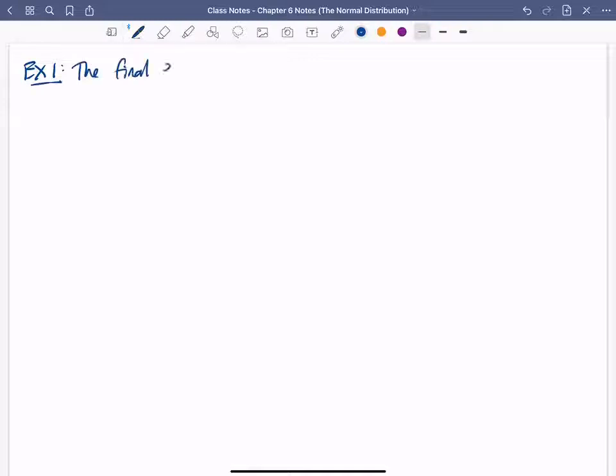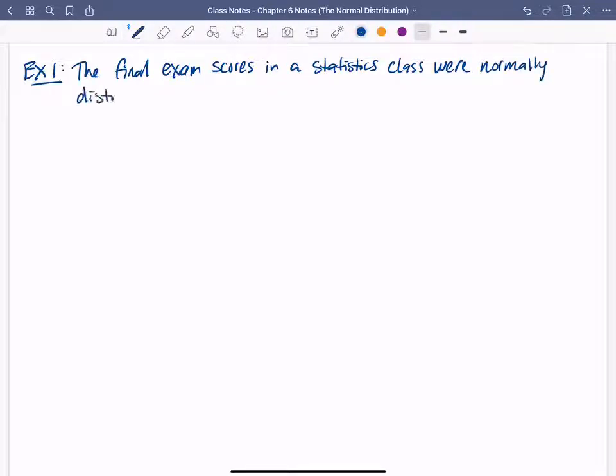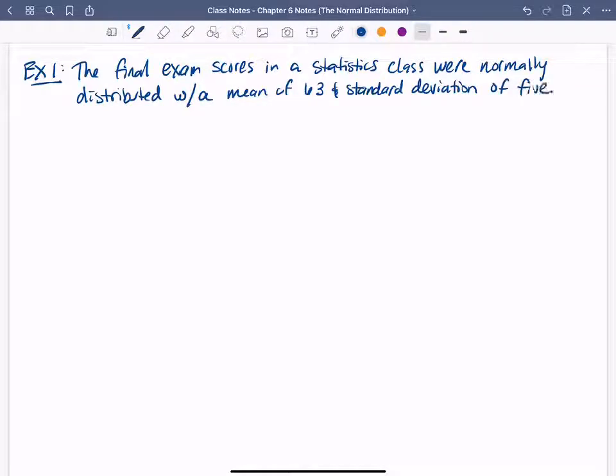So the final exam scores in a statistics class, of course, were normally distributed with a mean of 63, and standard deviation of 5. So here's our setup. Remember what this tells us.